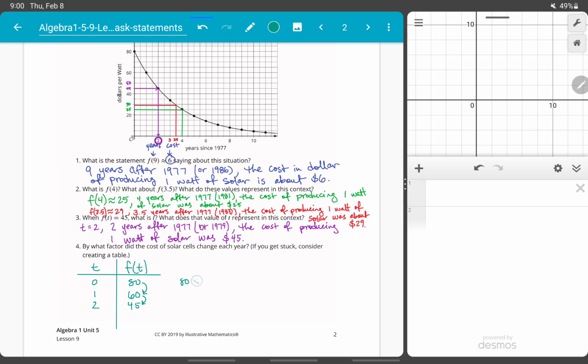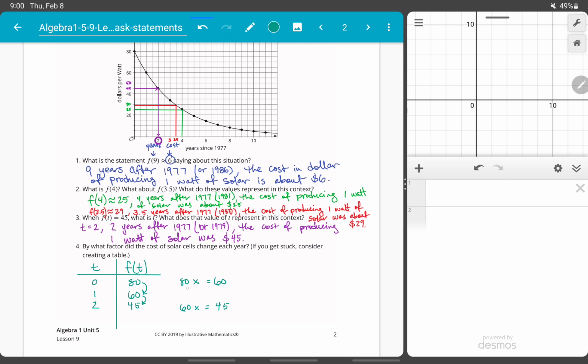I'll just call it x for now. 80 times some number x is going to get me 60. And I want the same thing to be true for 60. 60 times some number x is going to be equal to 45. And I want to figure out what that value is. So this is a one-step equation.